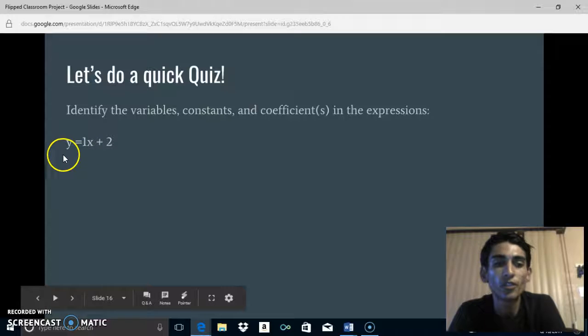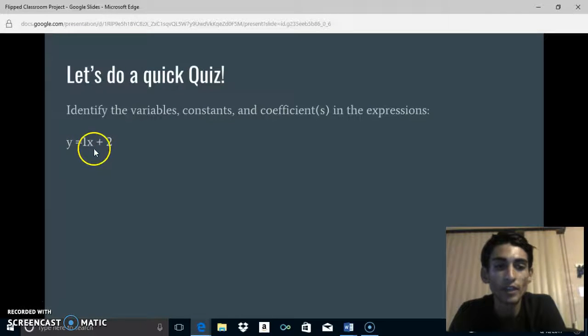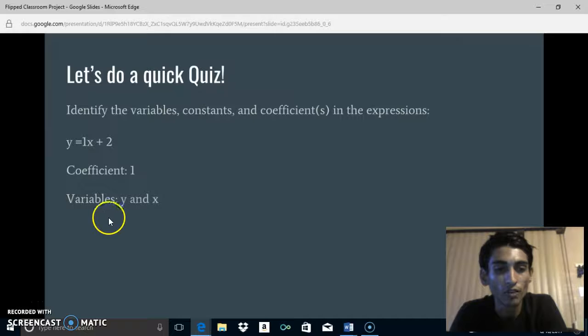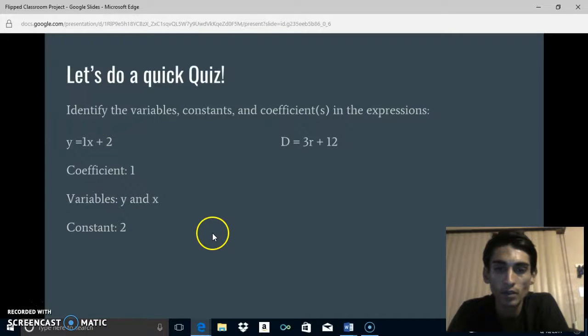So in the first equation, we have y is equal to 1x plus 2. As we see, there's a 1 in front of the x, so that lets us know that that is our coefficient. And as we continue to look at the problem, we see that this number stands alone, and we remember from our definition that the constant is a number that always stands alone. So the 2 is our constant, therefore that leaves y and x to be our variables.